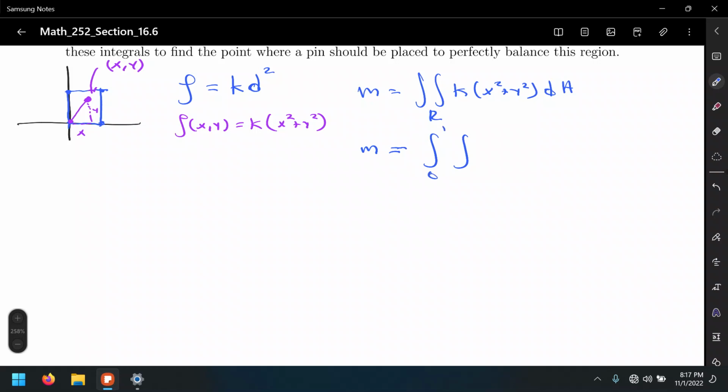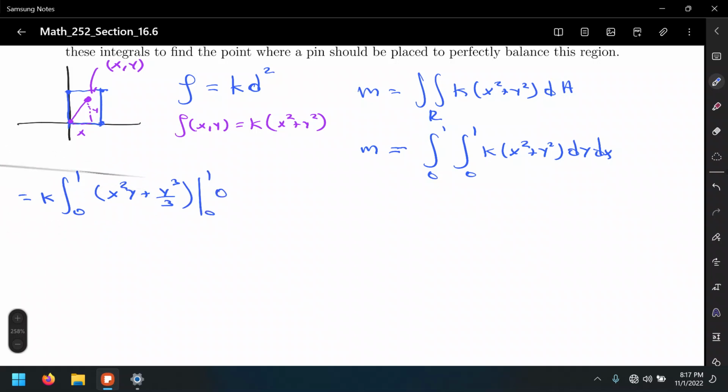So that's the integral from 0 to 1 and from 0 to 1 of k times x squared plus y squared dy dx. And this k we can take out of the double integral, that's fine. And we can integrate with respect to y. So that's equal to k times the integral from 0 to 1. And then let's integrate x squared plus y squared with respect to y. That is x squared y plus y cubed over 3, evaluated from 0 to 1, dx. And again, this upper limit and lower limit will be plugged into y, because that's the variable we integrated with respect to.